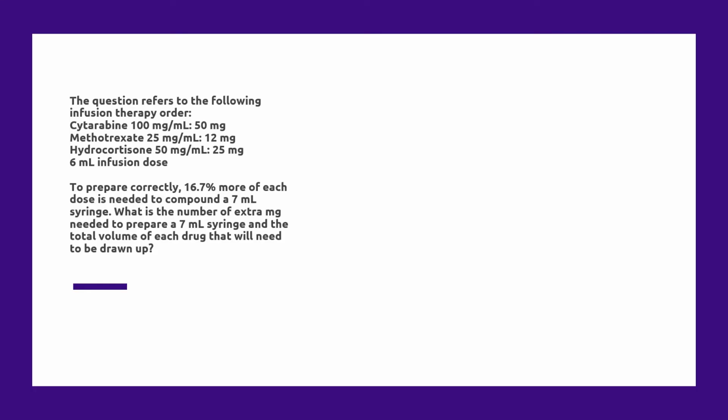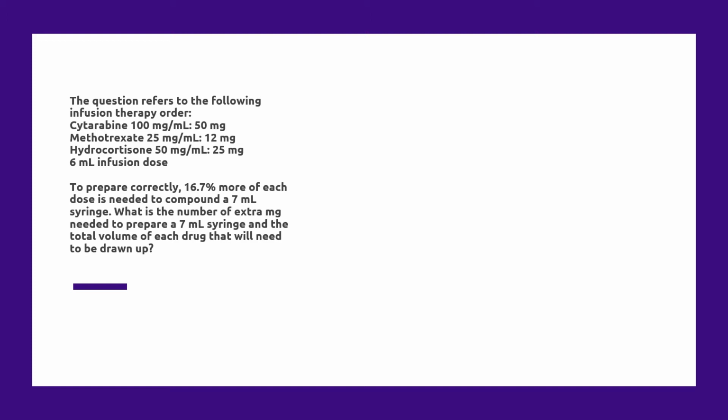Now, this question was submitted to us via our Facebook study group, and it's a rather long one, so stick with me here. But it states that the question is going to refer to the following infusion therapy order. So you're going to need 50 milligrams of cytarabine, 100 milligrams per mL, 12 milligrams of methotrexate, 25 milligrams per mL, and 25 milligrams of hydrocortisone, 50 milligrams per mL. And this is intended to be admixed into a 6 milliliter solution for infusion.